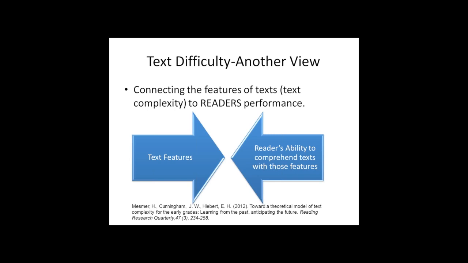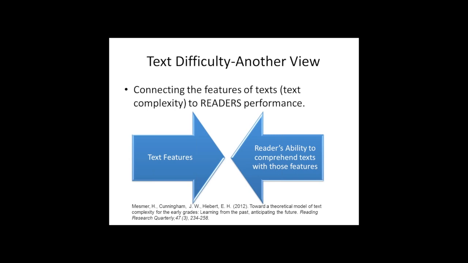Difficulty is connecting the features of text to readers' performance. And forgive me for omitting an apostrophe there, but it's essentially using those features to then relate to a measure of a reader's ability to comprehend a text with said features. So we kind of take those two things apart because we think that they're different things.